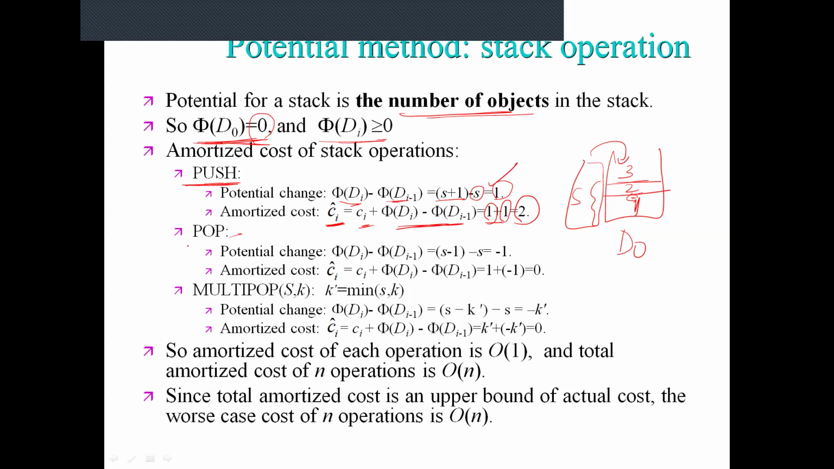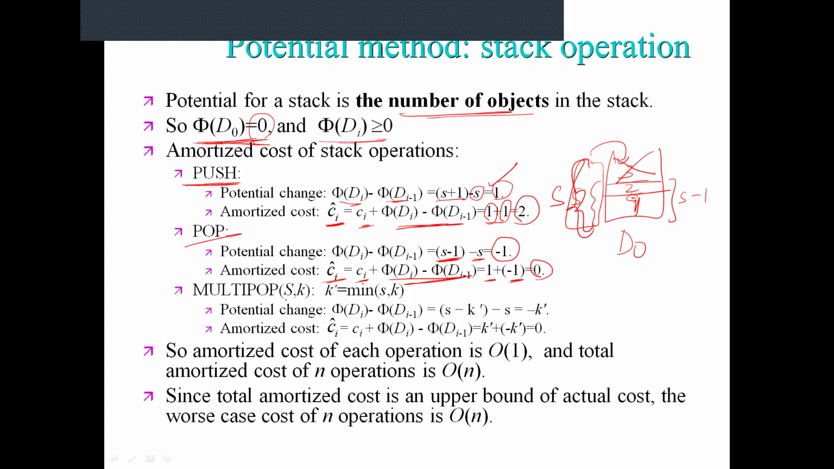Now look at the pop. Find the potential change of a pop operation. Suppose that you have three elements now. This is the state of the stack. The state of the stack is currently S. Now suppose you're deleting one element. What will be the state of the stack? It will be S minus 1. So the change in potential energy is S minus 1 minus S. That is minus 1. So what is the amortized cost? It is the actual cost plus change in energy. Actual cost is 1 and the change in energy is minus 1. So you have an amortized cost of 0. That means you are not charging anything for the pop operation.